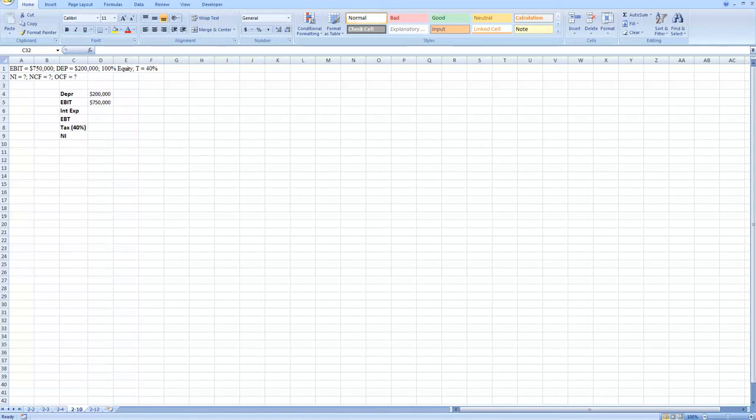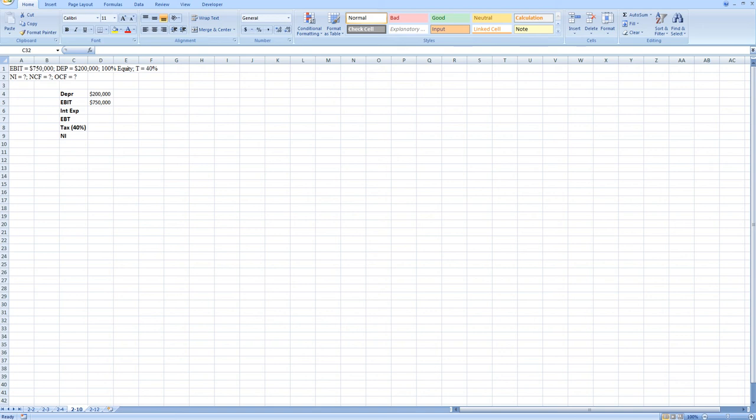Problem 210. The question states the Moore Corporation has operating income, EBIT, of $750,000. The company's depreciation expense is $200,000. Moore is 100% equity financed and faces a 40% tax rate. What is the company's net income and what is its net cash flow?